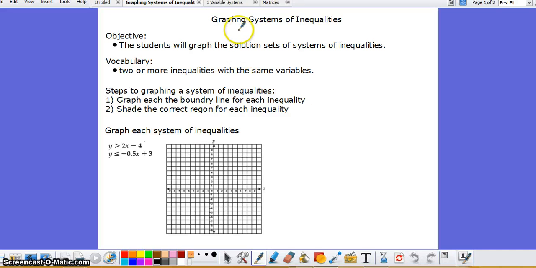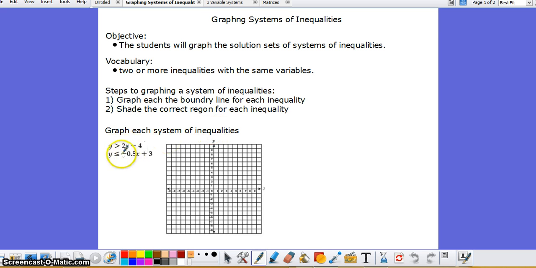Alright guys, so you should have finished graphing systems of equations. Now we're going to talk about graphing systems of inequalities. The students will graph the solution sets to systems of inequalities. Systems of inequalities are two or more inequalities with the same variables. Our steps are to graph each boundary line for each inequality and then shade the correct region for each inequality. So graph each system of inequalities.